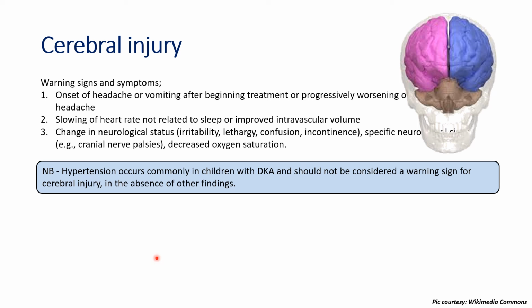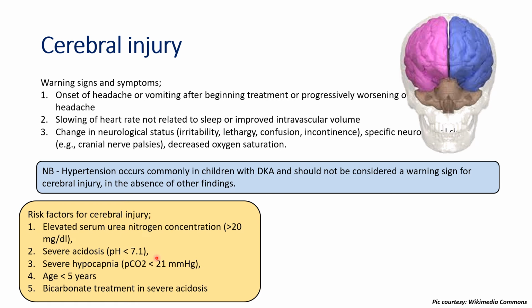What is important to note is that hypertension occurs commonly in children with DKA and should not be considered as a warning sign for cerebral injury per se in the absence of other findings, because we already know that there is a catecholamine surge in patients with DKA and this can lead to hypertension.